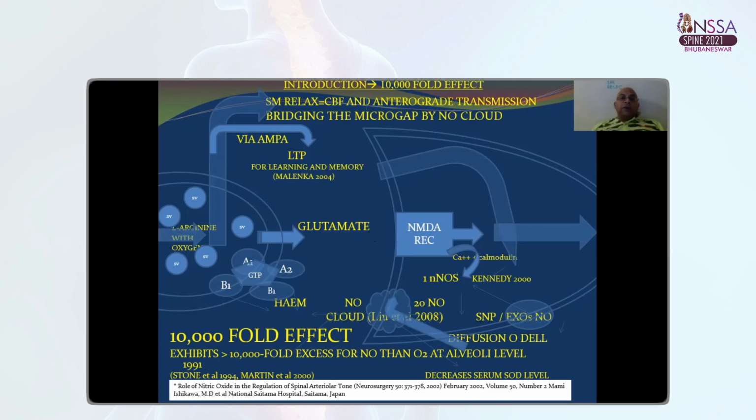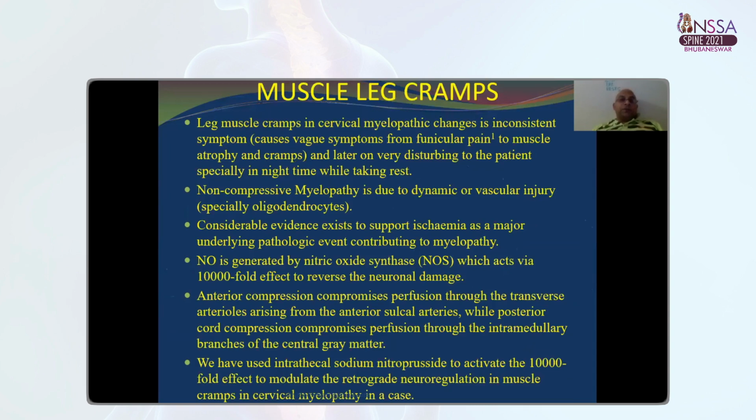So after getting a little idea about the 10,000-fold effect, let us consider muscle leg cramps. Muscle leg cramps in cervical myelopathic change are inconsistent in symptoms, causing vague symptoms from funicular pain to muscle atrophy and cramps. Later on, it is very disturbing to patients, especially at nighttime while taking rest. If we get any compressive myelopathy, definitely you have to operate, but in non-compressive myelopathy, which is basically due to dynamic or vascular injury, especially in oligodendrocytes, leg cramps are very disturbing.